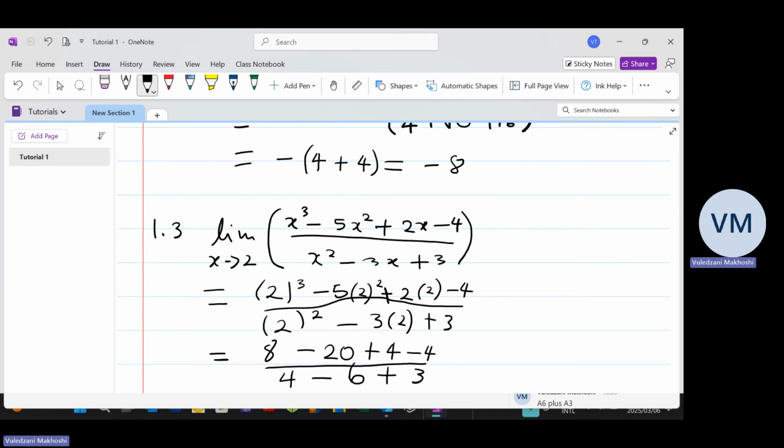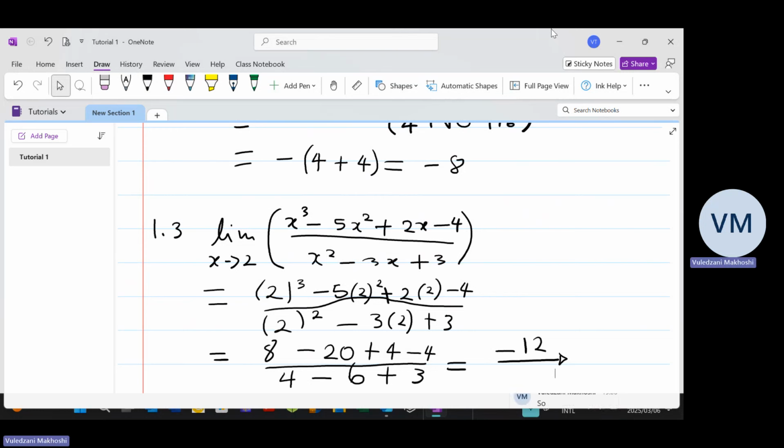So we can see 4 minus 4 is 0. 8 minus 20 is minus 12. So we have minus 12 divided by, and then in the denominator we can see 4 plus 3 is 7. 7 minus 6 is 1. So the answer is minus 12, like that.